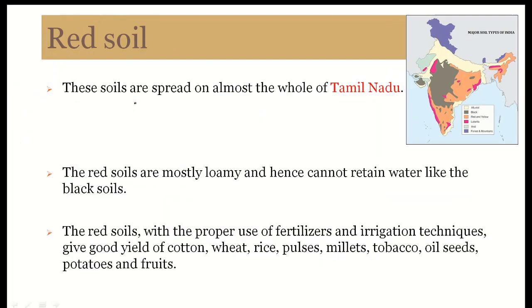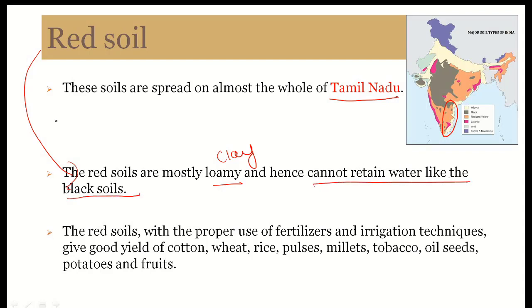This red soil is spread across almost the whole of Tamil Nadu. The whole of Tamil Nadu is covered by red soil, and this soil is mostly loamy. What is loamy? Loamy means clayey in structure. Hence they cannot retain water like black soil. Black soil can retain water, but red soil, which is very clayey in structure, cannot retain the water. After proper fertilization and irrigation, some crops can be grown in red soil. It includes cotton, wheat, rice and other crops.